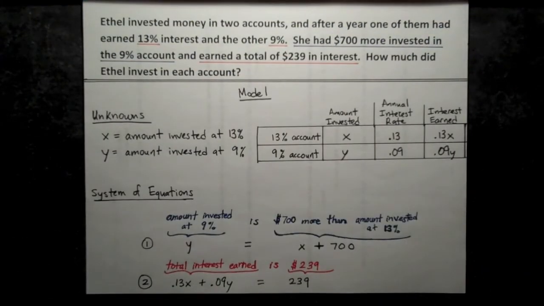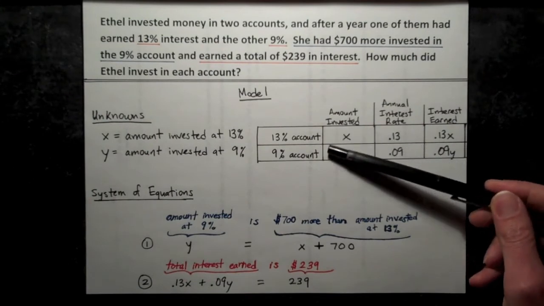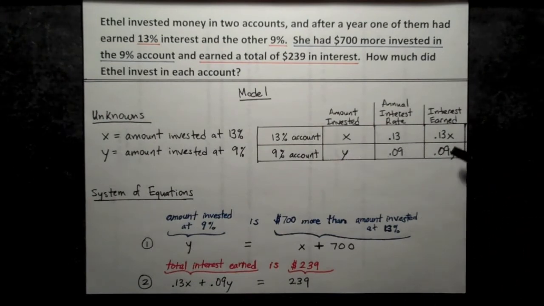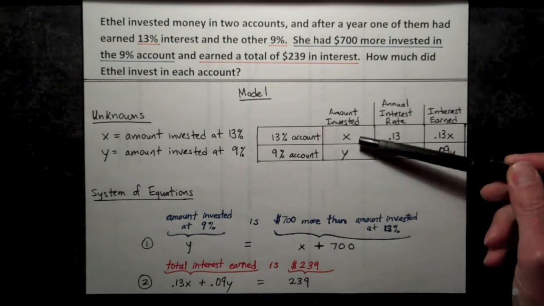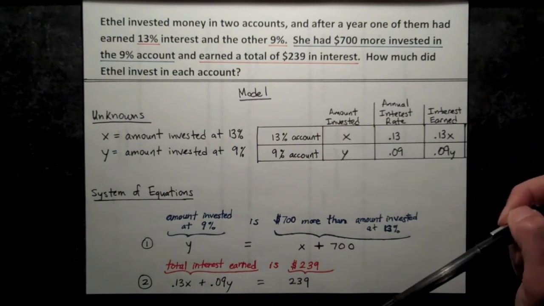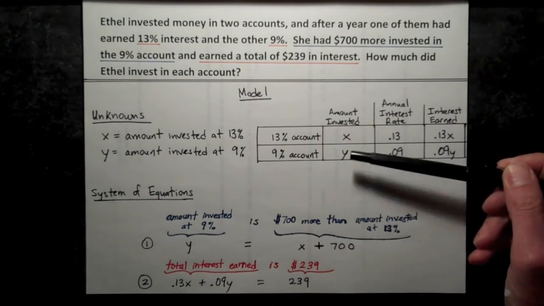Before we go on to the next example, let me just remind you that you're going to have one equation that involves the amounts invested and one equation that involves the interest earned from each account. In my experience, there's two types of equations. You're either told the total value of one of these columns. In this example, we were told that the total interest earned equaled $239. You could have that for the amounts invested also. You could be told the total amount invested and have x plus y equals some number.